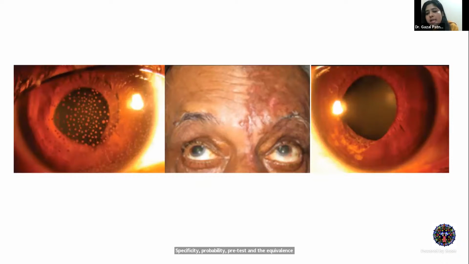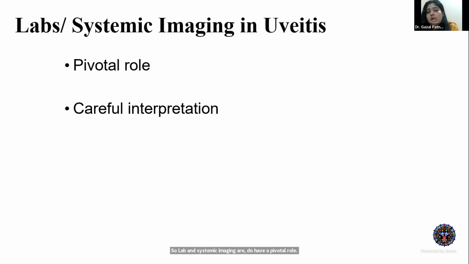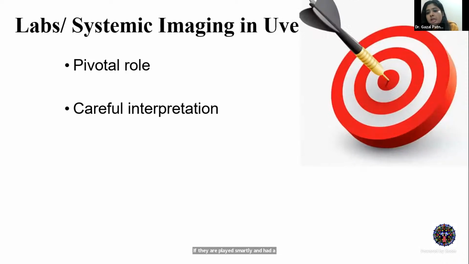Another case scenario like this is where we suspect viral disease. If we just go ahead with the lab test of PCR and it comes positive, then it gives a 100% diagnosis to the clinical suspicion. So lab and systemic imaging do have a pivotal role if they are played smartly and interpreted carefully.